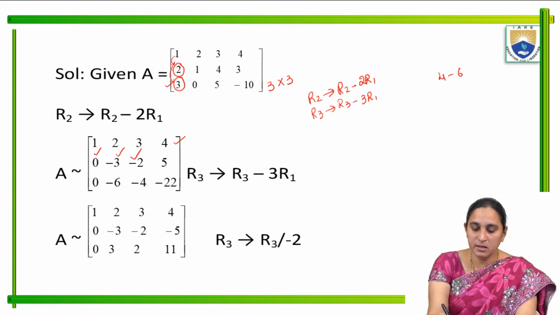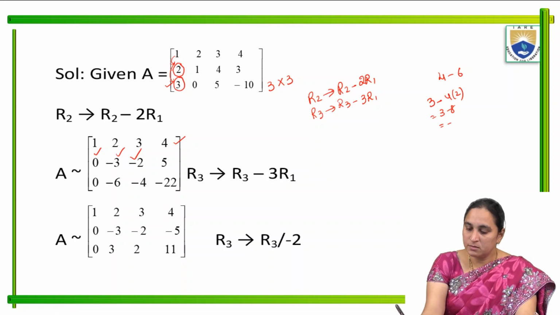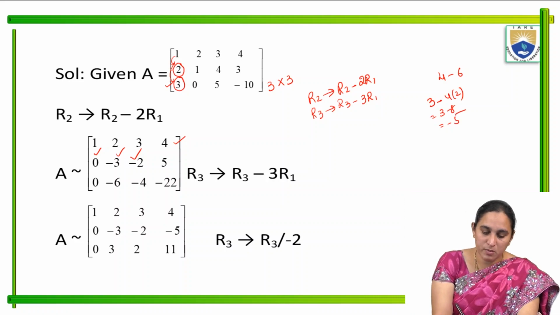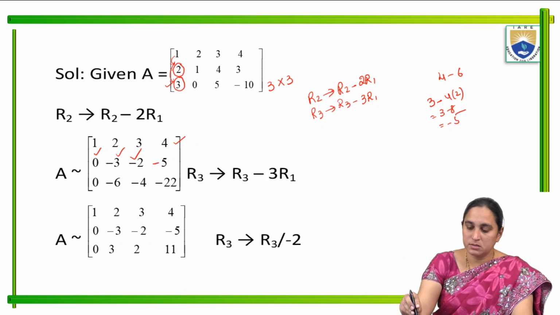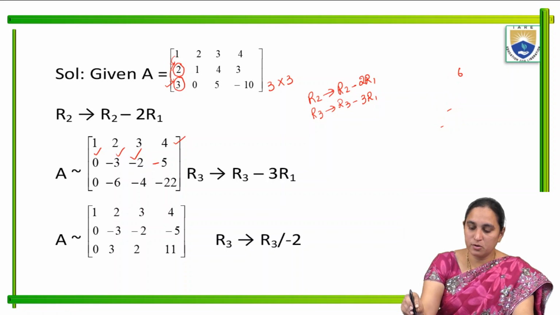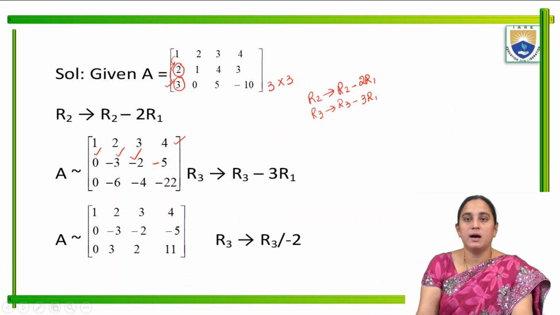And next, similarly here, 3 minus 4 into 2. 3 minus 8, that is minus 5. Once observe there, 3 minus 4 into 2, that is minus 5. Okay, this is the second row with respect to R1.